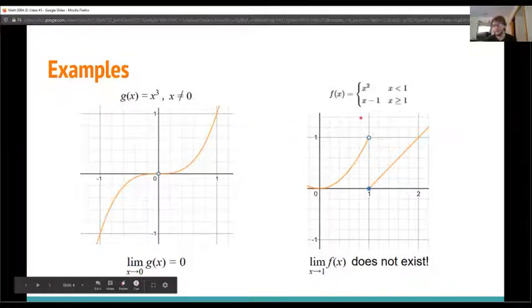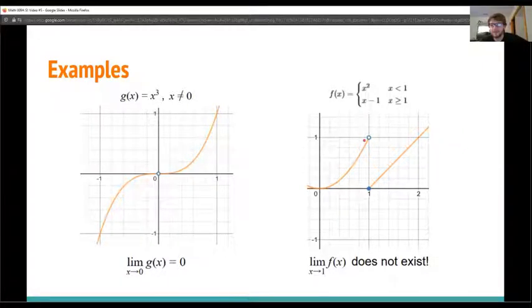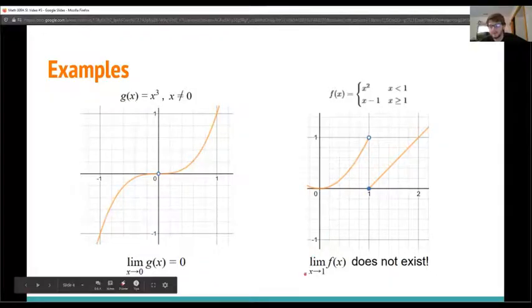And looking back at the example from before, since we knew that coming from the left, our limit was 1, and from the right, our limit was 0, those aren't the same, so we know that the limit as x approaches 1 of f of x does not exist.